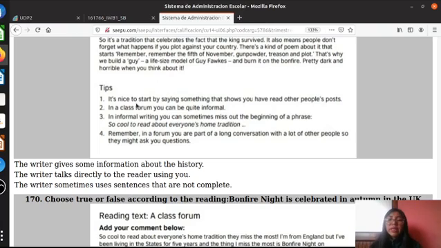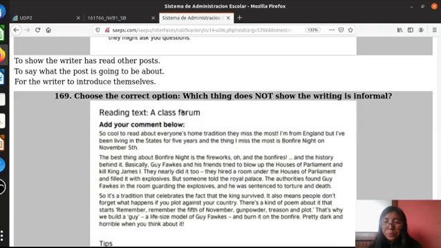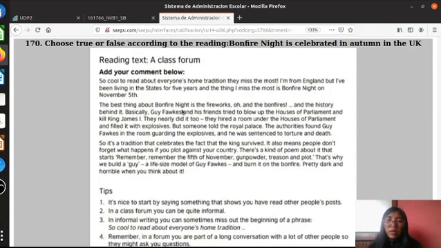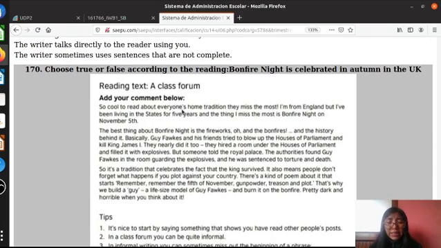Okay, the writer gives some information about the history. That is the question about which things do not show the writing is informal. In this case, that is the second part of the reading. That is another kind of question. Choose true or false according to the reading.